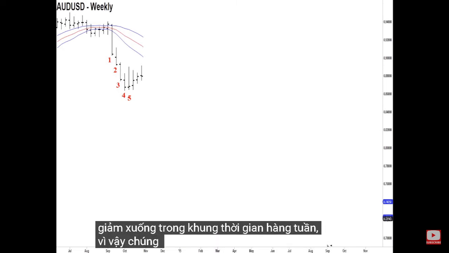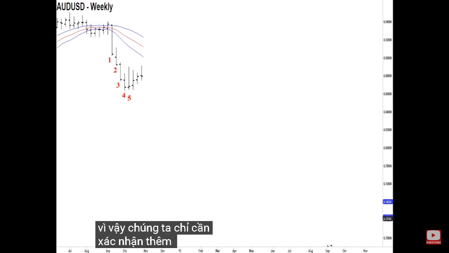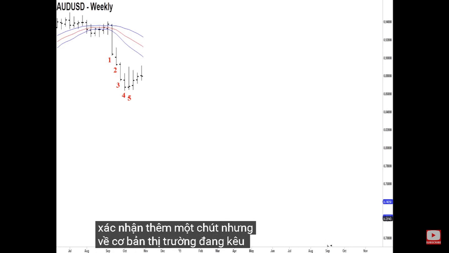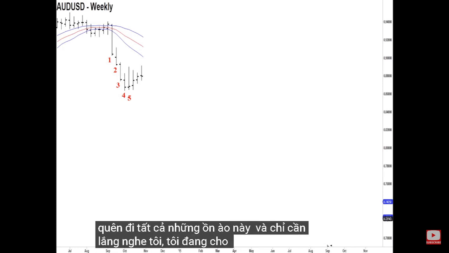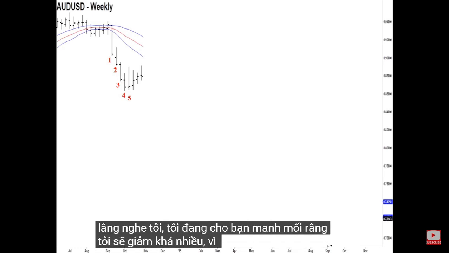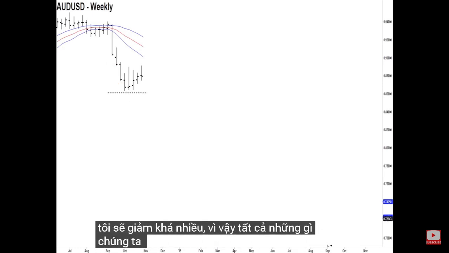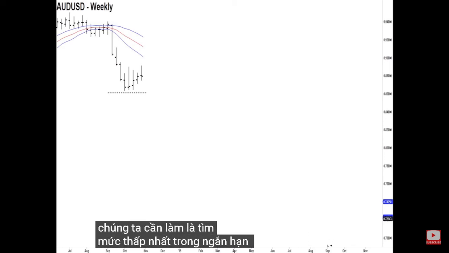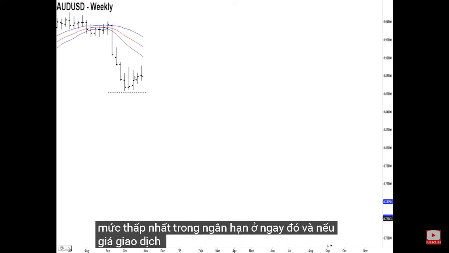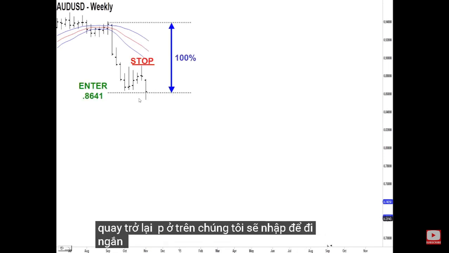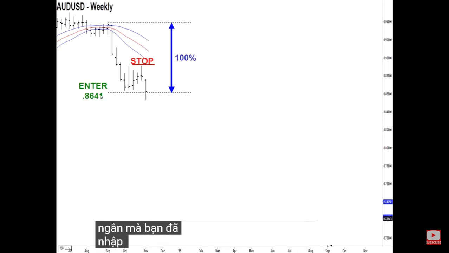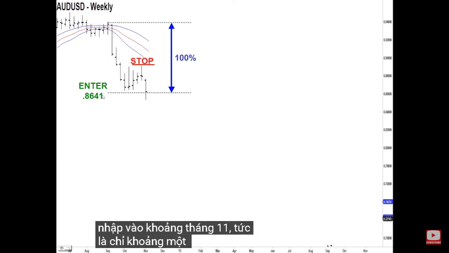All right? So we have to just get a little bit more confirmation, but the market is basically screaming to us, forget about all this noise and just listen to me. I'm giving you clues that I'm pretty much going to go lower. So all we need to do is find that short-term pivot low, which is right there. And if price trades below there before it goes back up above, we're going to enter to go short, which it did. You would have entered roughly around November, which was just about a year ago, at 86.41.